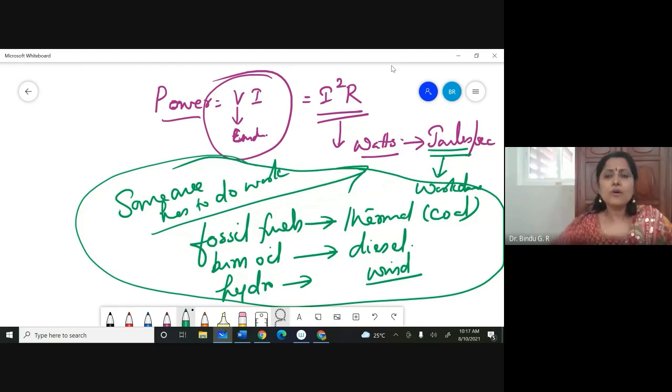This is how you have a diesel power plant, or a thermal power plant, or a hydro power plant. Each one of these, what are they doing? They are effectively doing that work so that induced EMF is produced. So this much regarding our dynamically induced EMF, where the conductor is moving.